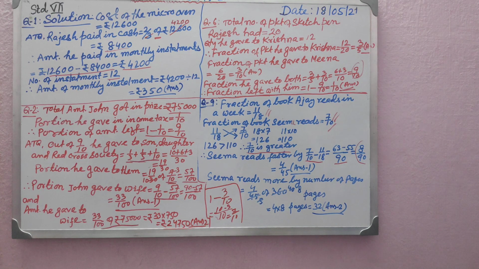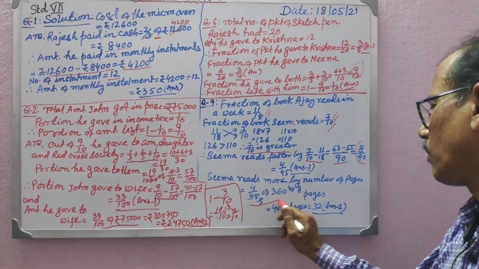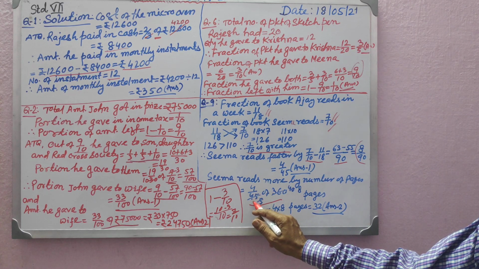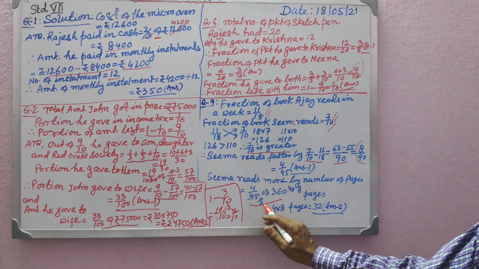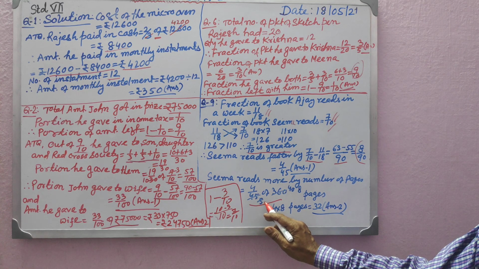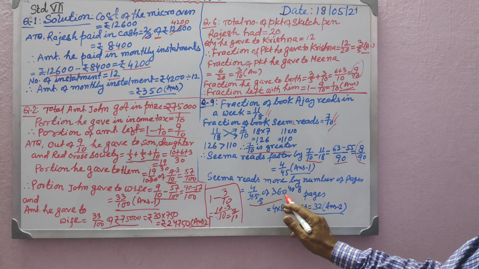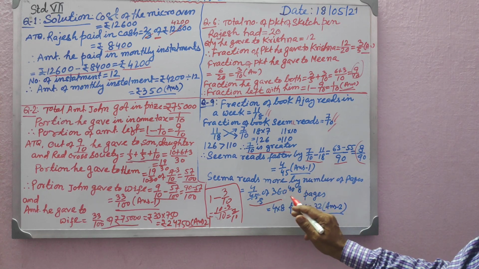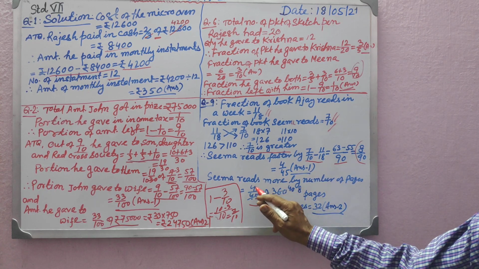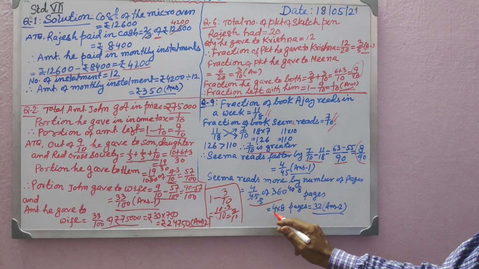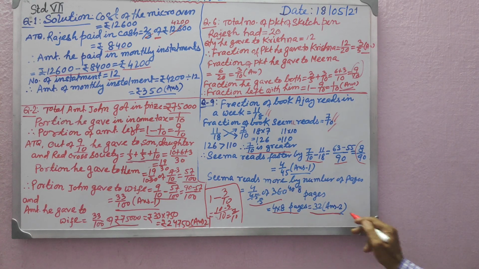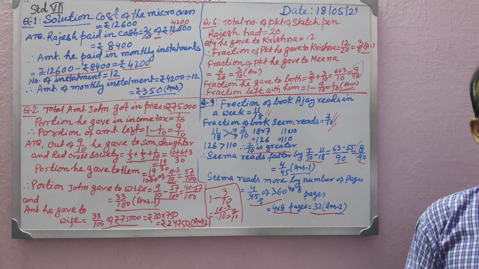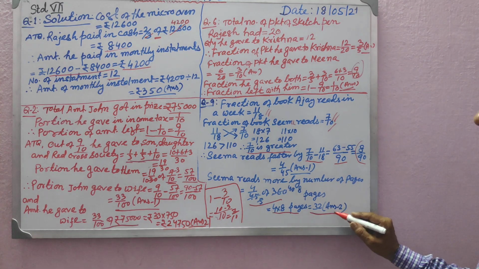How much is it in pages? 4/45 of the total number of pages. 4/45 of the total, which is 360. If you simplify this, 9 fives are 45, and if you divide 360 by 9, it will be 40. Again 5 will cancel with 40, 5 eights are 40, so it becomes 8, and on this side 4. 4 into 8 is 32 pages. So Seema's weekly reading speed is faster by 32 pages.